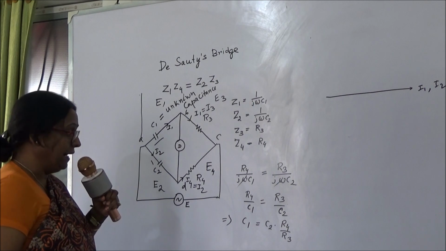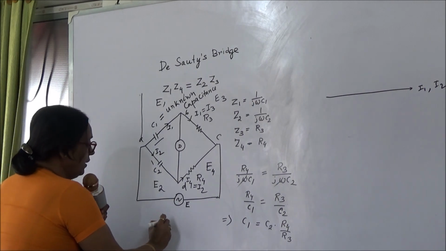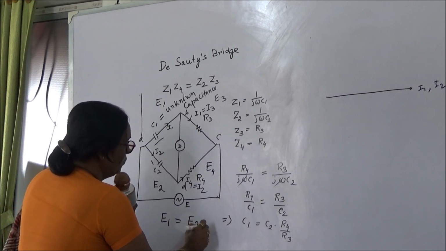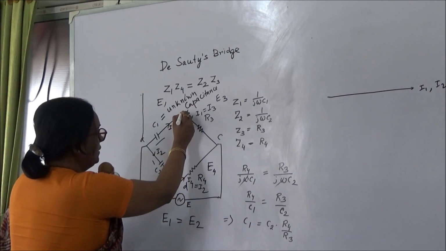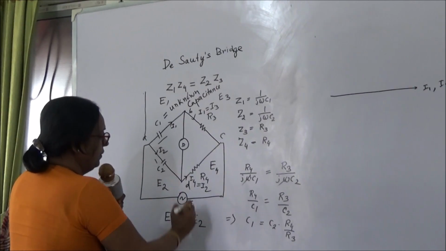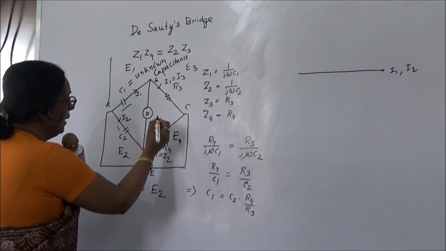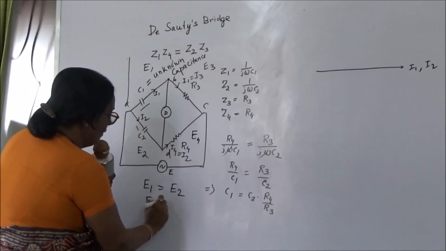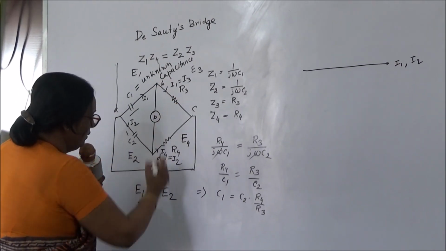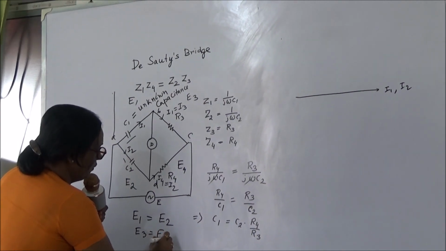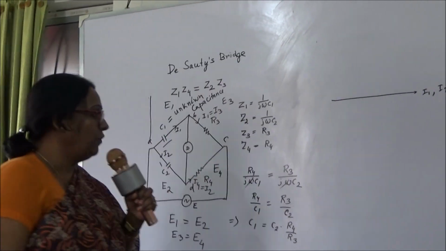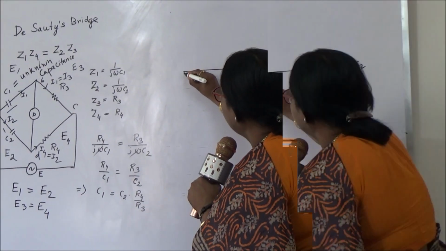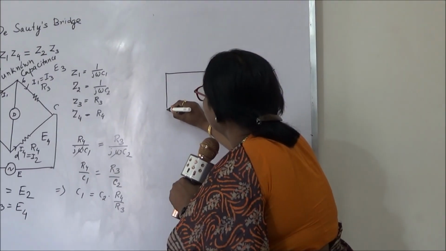When the bridge is balanced, E1 must be equal to E2, that is, the potential at this point B and D will be the same, and potential E3 is equal to E4. Now what is E1 and E2? So E1 and E2 both will be the same.